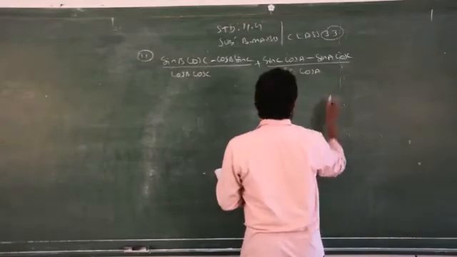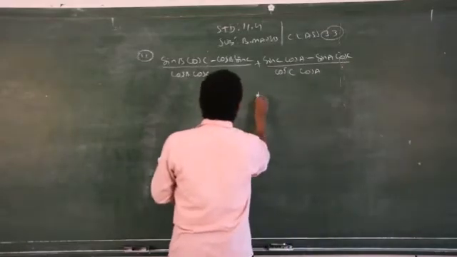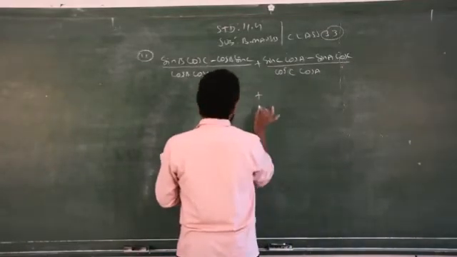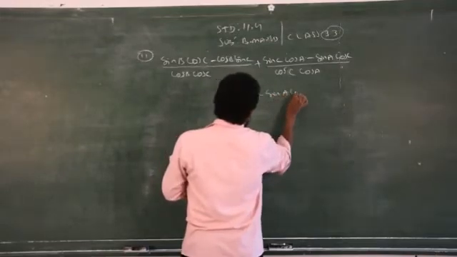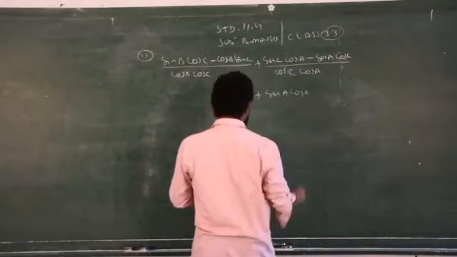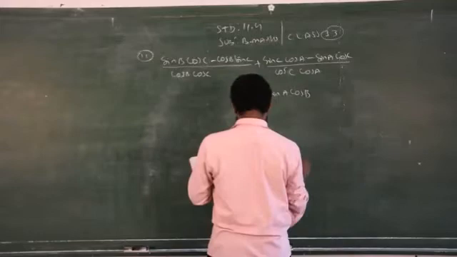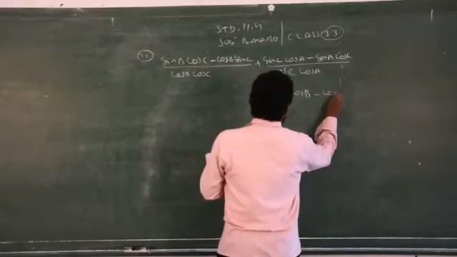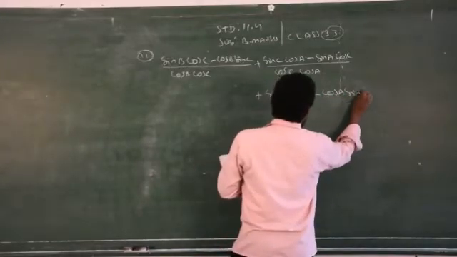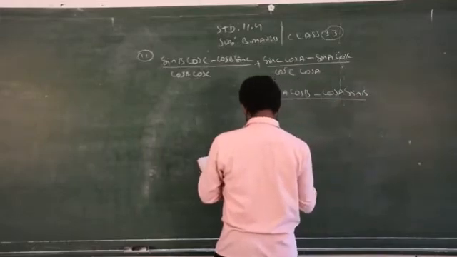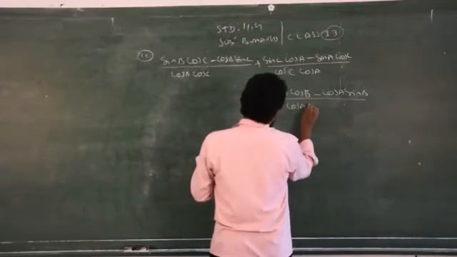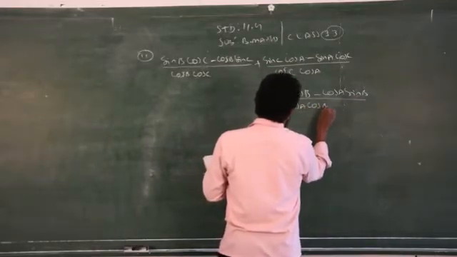The next one plus sin A minus B. It is given in standard form: sin A cos B minus cos A sin B over cos A cos B.